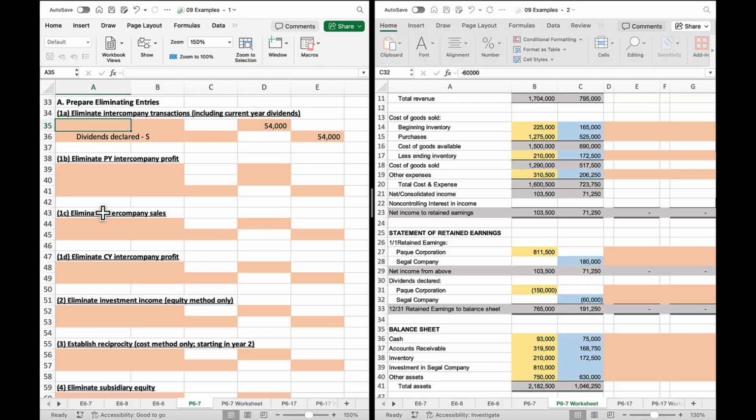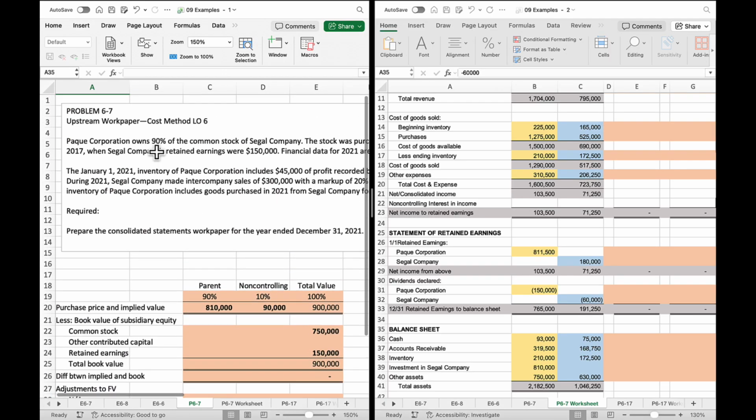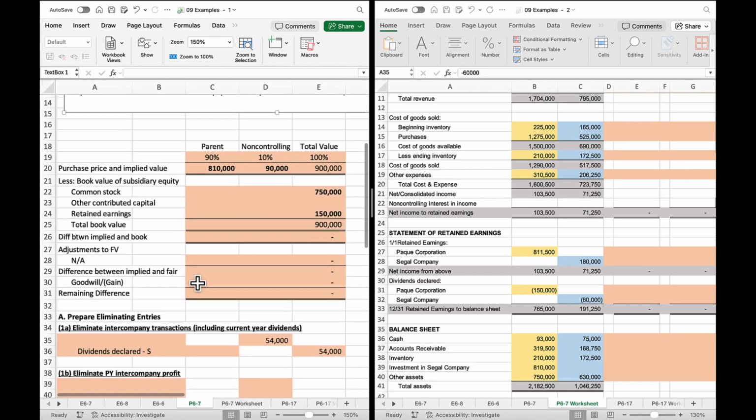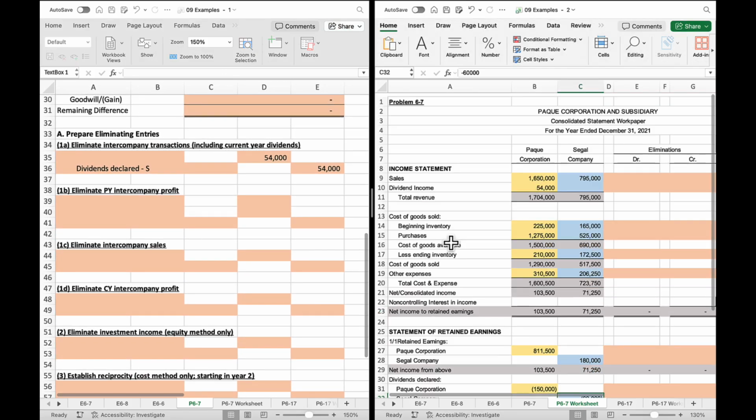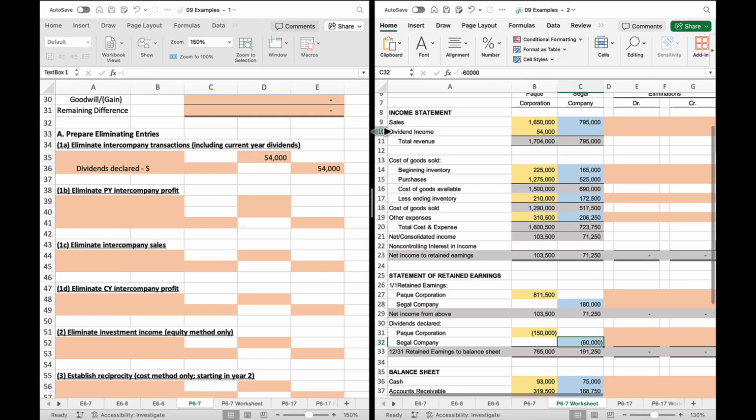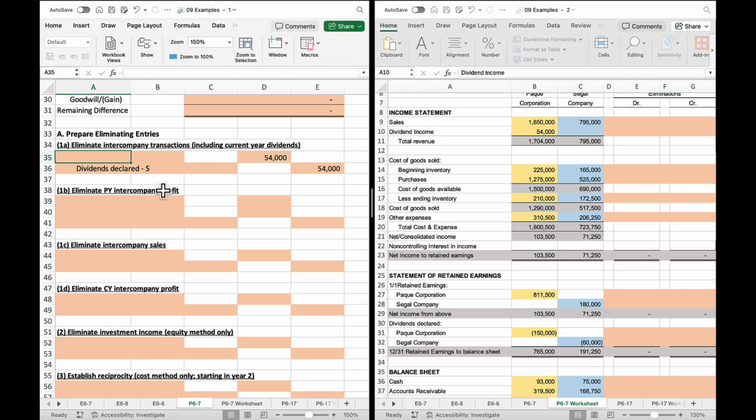And so our debit account depends upon whether our parent is using the cost or the equity method. And so in this case, our parent is using the cost method. We can tell because that's actually up here in the name of the problem at the top. And also, if we look over here on our income statement, we see that we have dividend income by the parent, but we don't have equity income. So that's a pretty good clue as well. So we're going to eliminate these through that dividend income account and then move on to our next eliminating entry.